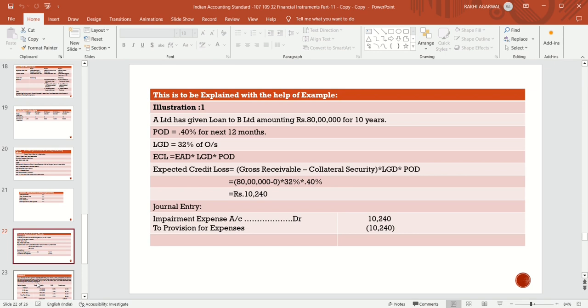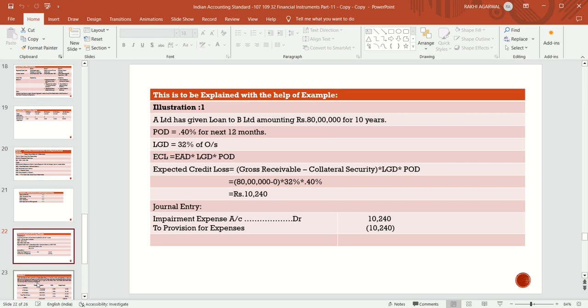LGD is given in the question: the LGD of the outstanding loan is 32%, and the PD for the next 12 months is also given, that is 0.40%. So 80 lakhs into 32% into 0.40% becomes the expected loss, which is 10,240 rupees.